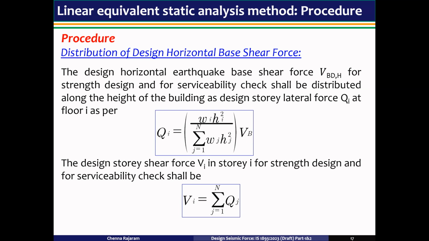So the design base shear is distributed onto the story levels based on the equation for strength design and for serviceability check. The distribution is as follows. That is Qi is equal to Wi hi squared divided by sigma j equals 1 to n Wj hj squared multiplied with Vb. The design story shear force Vi in story i for strength design and for serviceability check shall be Vi is equal to sigma j equals i to n Qj.